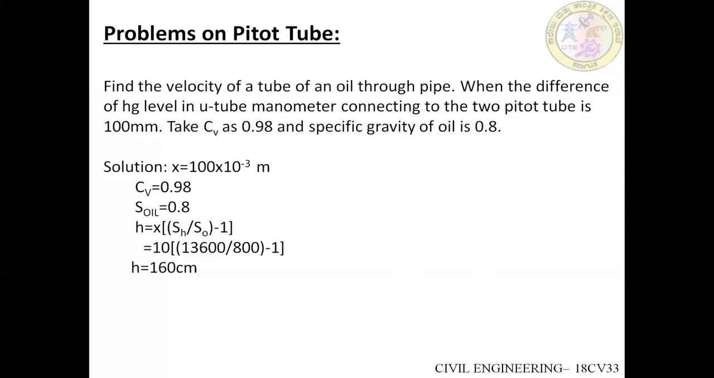After calculating this H, you can determine V actual, which is equal to CV into root of 2GH. The CV value is given, G is 9.81 and H is 160 centimeters. You have to convert this to meters. You will get the velocity of the pitot tube.